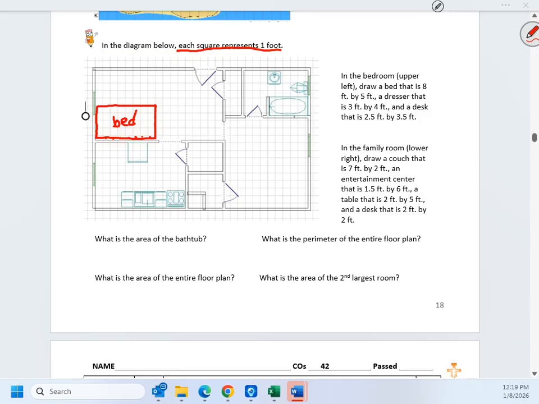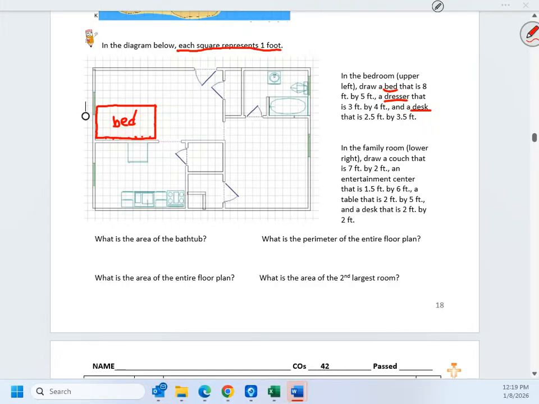But in real life, would it matter? Yes. Would you want your bed in front of the door? Okay, so in real life, it would matter exactly where it goes. For this sake, I'm not worrying about where the doors are. You can try to make it all fit and not be in the way of the door, but I'm not going to mark it wrong for that. So you need to put a bed, a dresser, and a desk all in the bedroom.